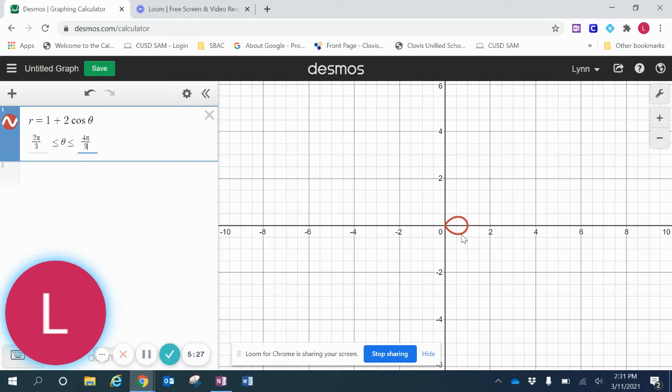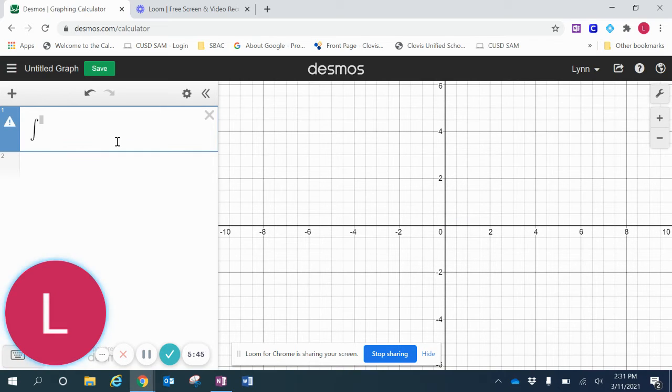And so if we look, it did just draw that inner loop. Okay, so that's one way for us to check that. And then I'm going to go ahead and copy and paste just this part so I don't have to type it in again. And then let's go ahead and find the area while we're here as well.